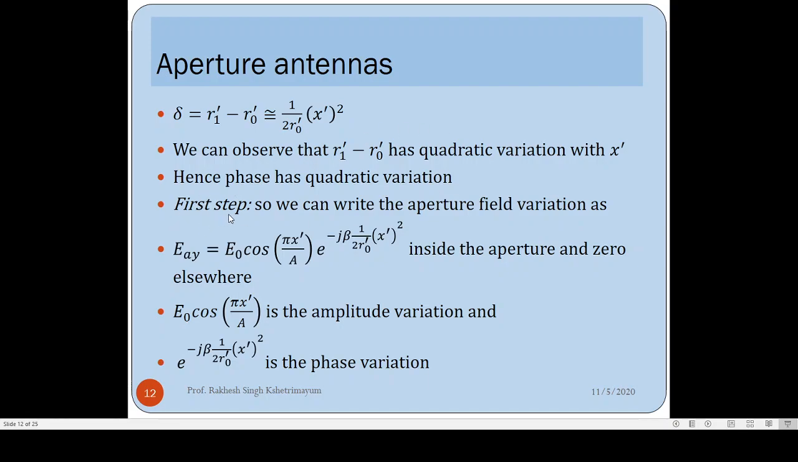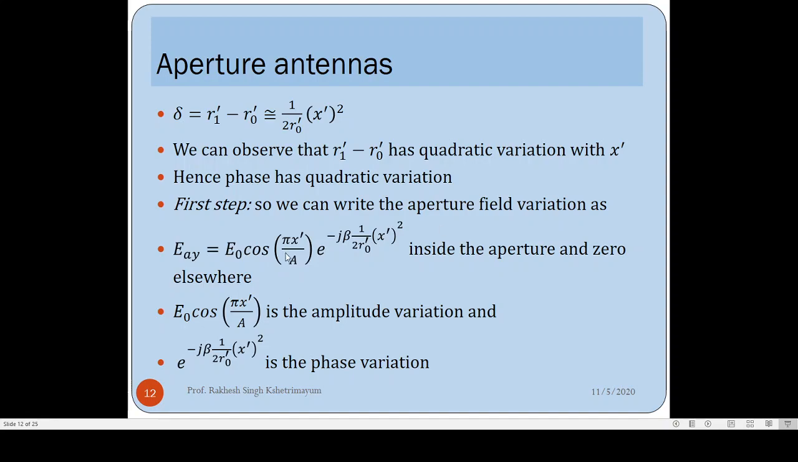First step in finding the fields radiated from aperture antenna is to find the fields inside the aperture of the antenna. So now you know what is the phase variation, you know what is the amplitude variation of the fields in the mouth of the horn antenna. You can write it down. Now aperture field variation would be EAY. It will have only Y component, just like that of the waveguide. So it becomes E0, we are considering dominant TE10 mode, E0 cosine of pi x dash by capital A. See, we are considering the mouth of the horn antenna, so the dimension was capital A.